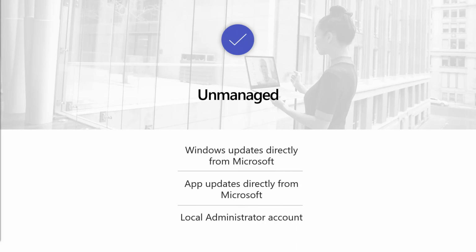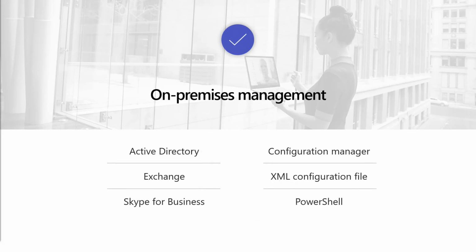In a strictly on-premises environment, on-premises management tools are certainly there for you to use. You can use Active Directory, Exchange, Skype for Business, Configuration Manager, XML configuration file, which we'll get into in a moment, and PowerShell. And then there are other tools you could use, such as Operations Manager as well, to track CPU, RAM, and maybe get some alerts on events.